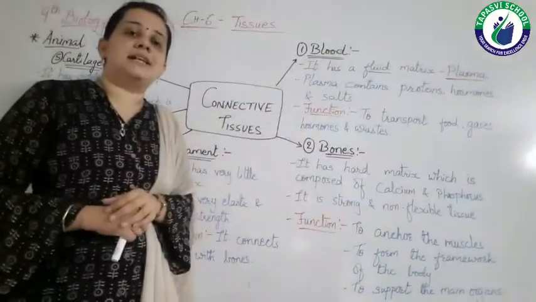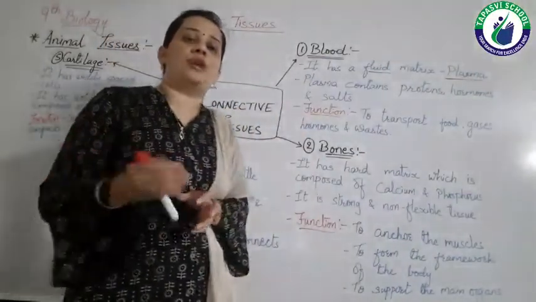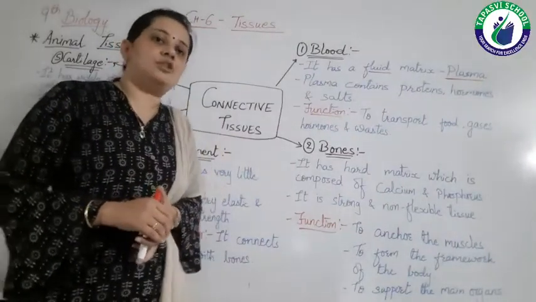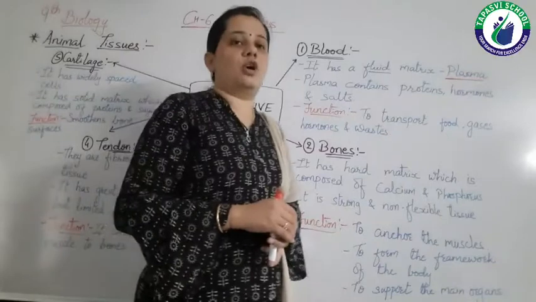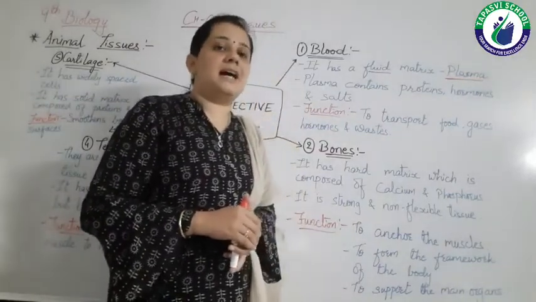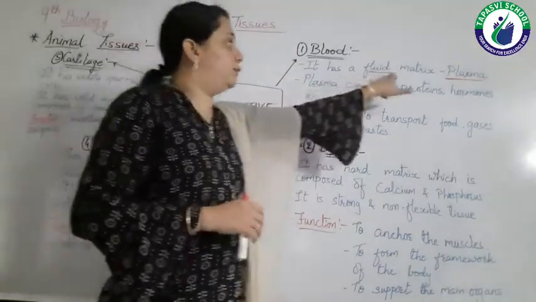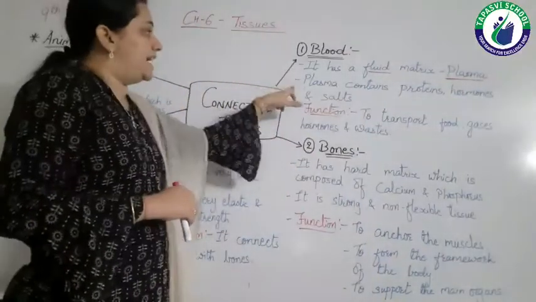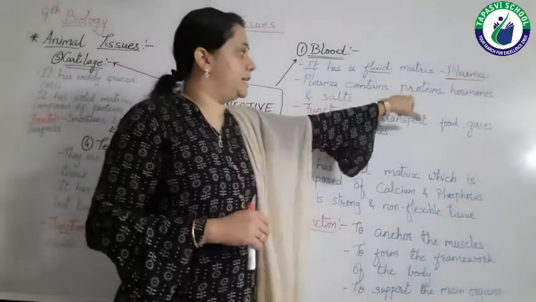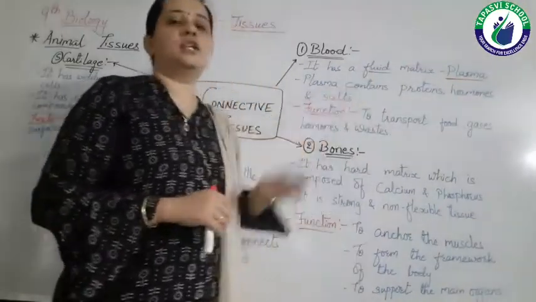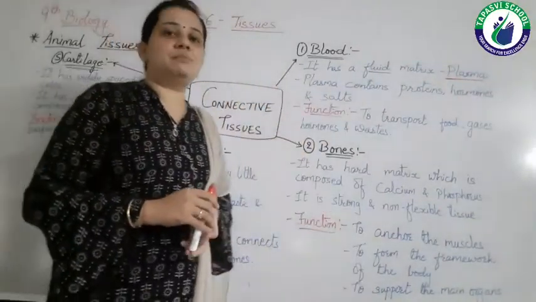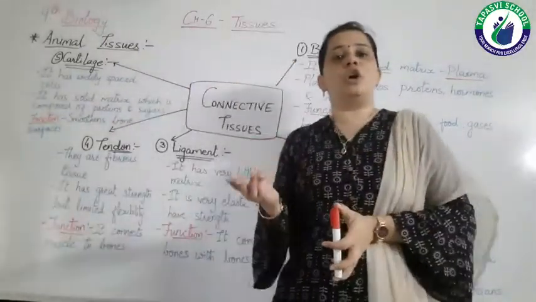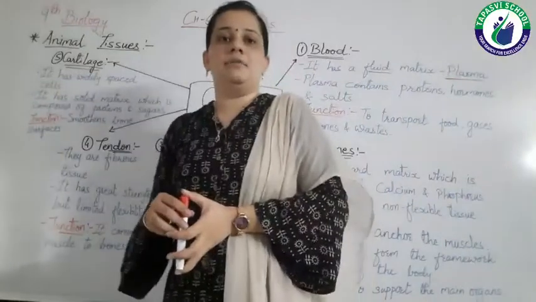RBC is also known as red blood corpuscles. WBC is also known as white blood corpuscles. So all these are embedded in the fluid matrix known as plasma. Plasma contains proteins, hormones, and salts. So plasma is having proteins, hormones and salts inside it, right?